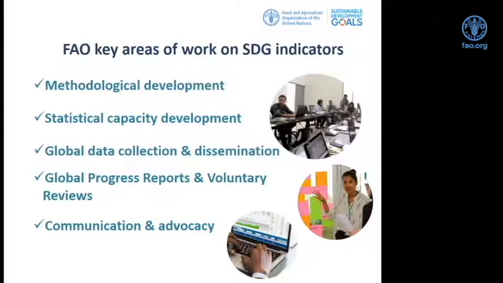Now, as I mentioned to you earlier, FAO's key areas of work on SDG indicators involve methodological development, statistical capacity development, global data collection and dissemination, global progress reports and voluntary reviews submitted by the countries to FAO, and lastly, the communication and advocacy part of the SDG indicators.